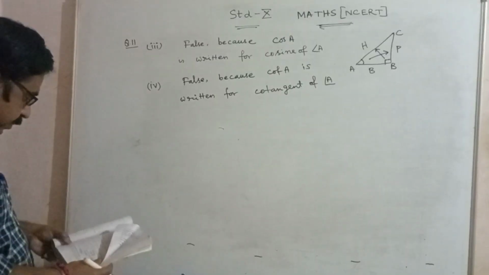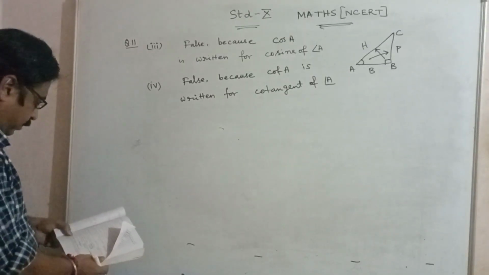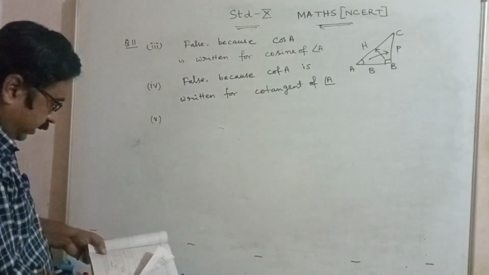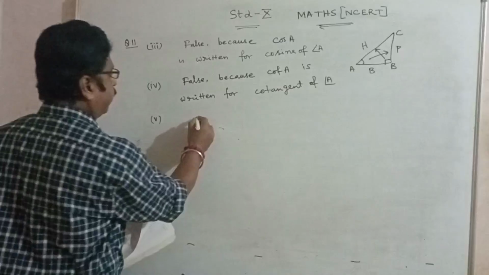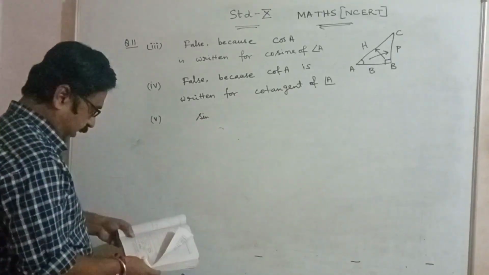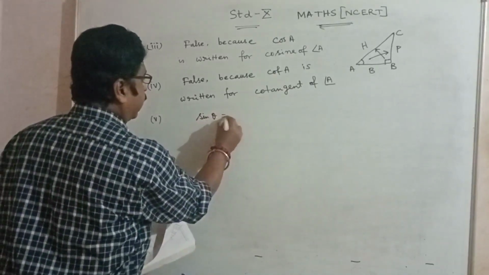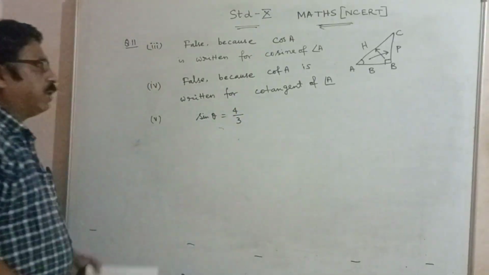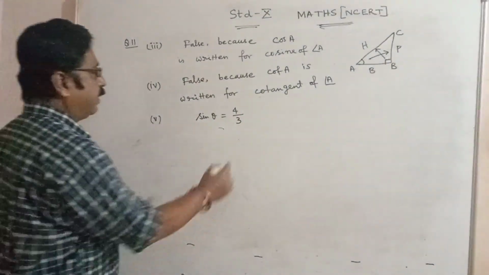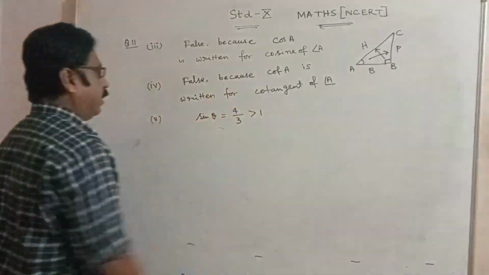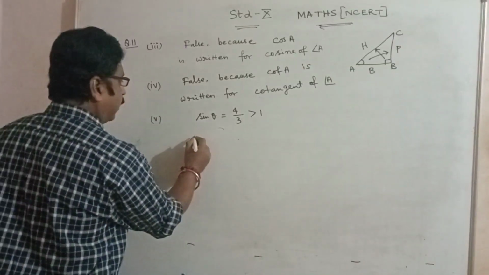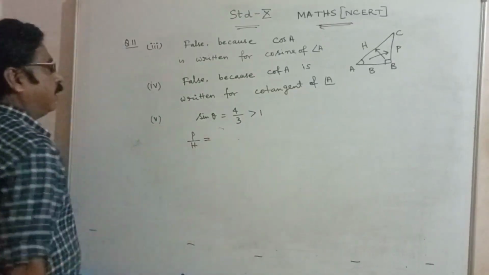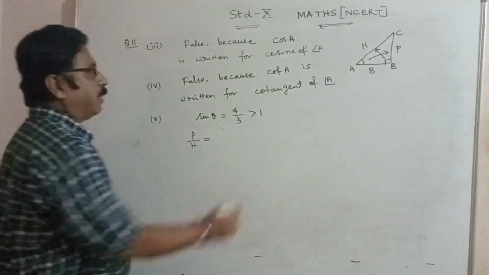Fifth part. Sin A is equal to 4 upon 3. It is given. Sin theta is equal to 4 upon 3. So 4 is larger, so it is greater than 1. So what is sin A? Sin A means perpendicular upon hypotenuse. Suppose it is theta.